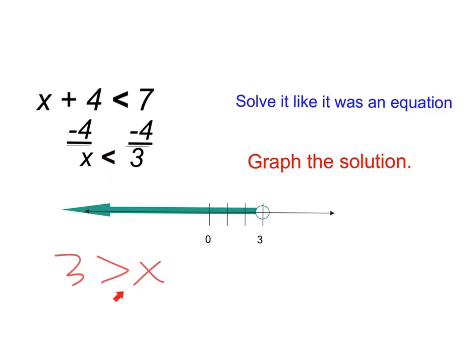Now, that doesn't mean you have to do that. If you have it this way, just know that it always is based off the variable. So in this case, you'd kind of want to read it backwards. X less than 3, so then you know to go to the left.